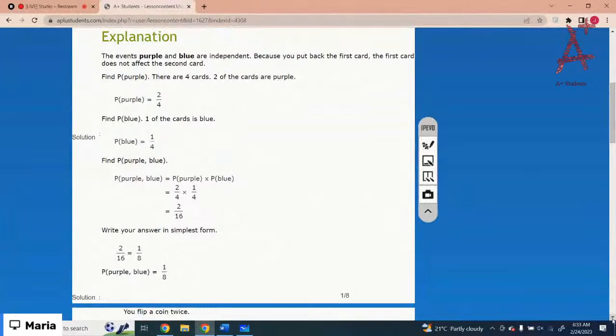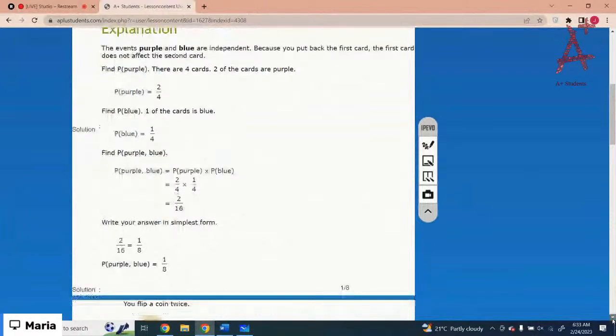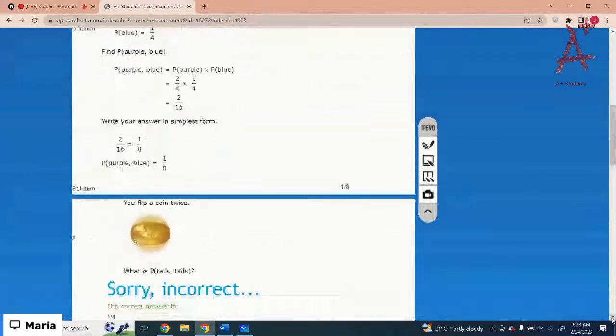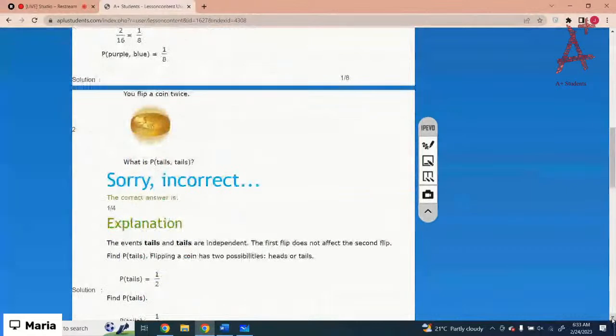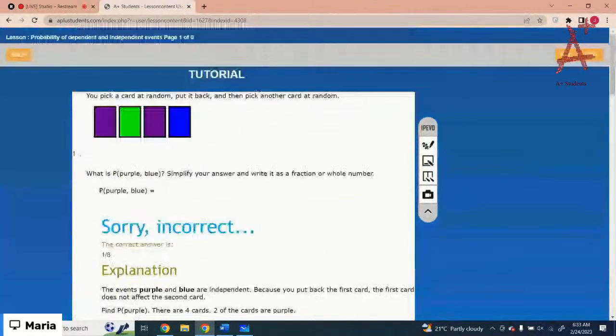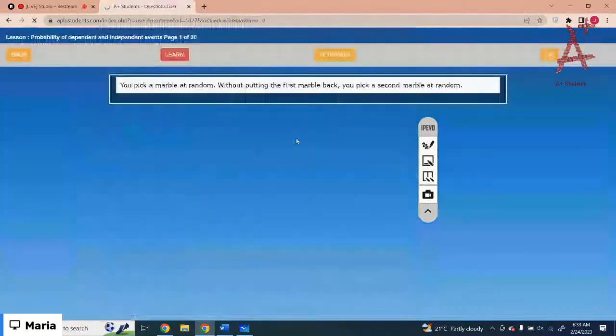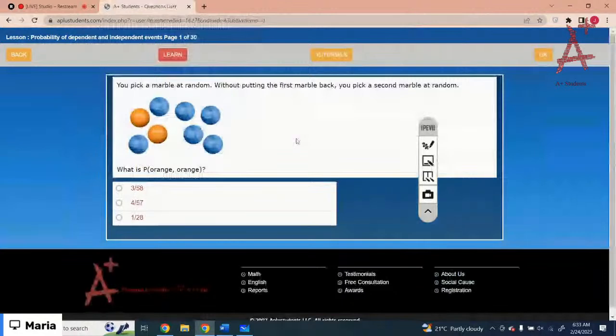Okay, let's see how to calculate the probability of dependent events. Let's see test questions. You pick a marble at random without putting the first back. You pick a second marble at random. They are dependent events.